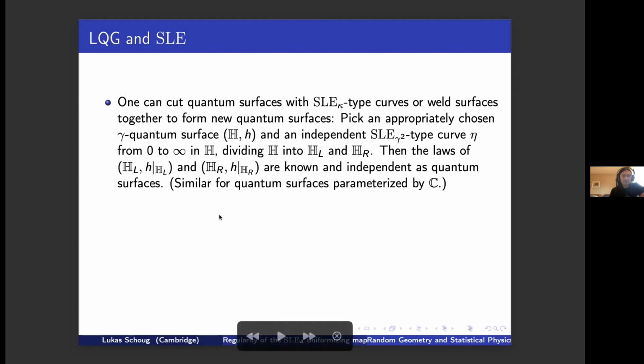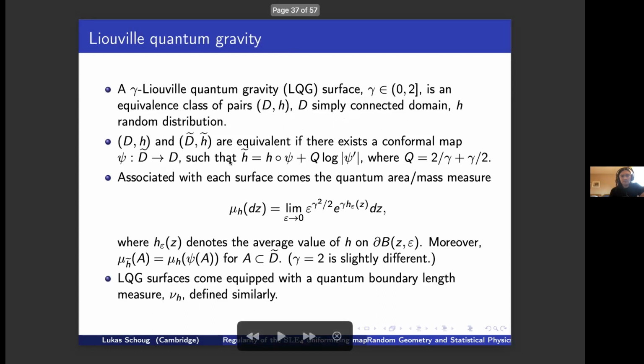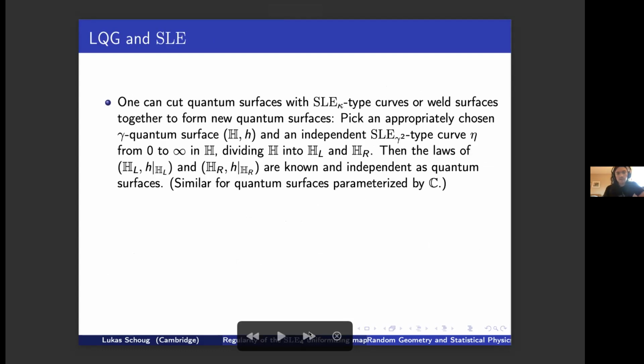And here, of course, it's not important that you pick the upper half plane or whatever. You could just pick any domain, due to this invariance here and the conformal invariance of SLE. And similarly, you can do it for quantum surfaces which are parameterized by the complex plane. However, it's advisable then to pick a whole plane SLE. You wouldn't be able to just cut it with a chordal one, because where would you start it?